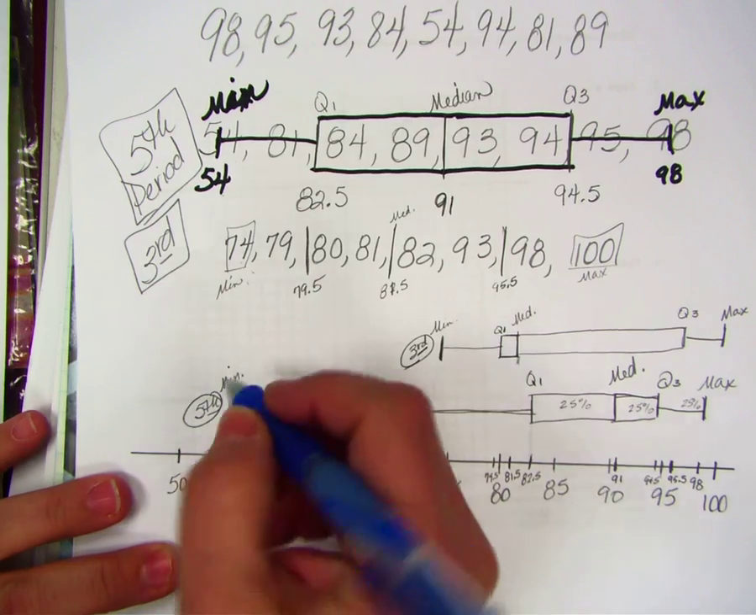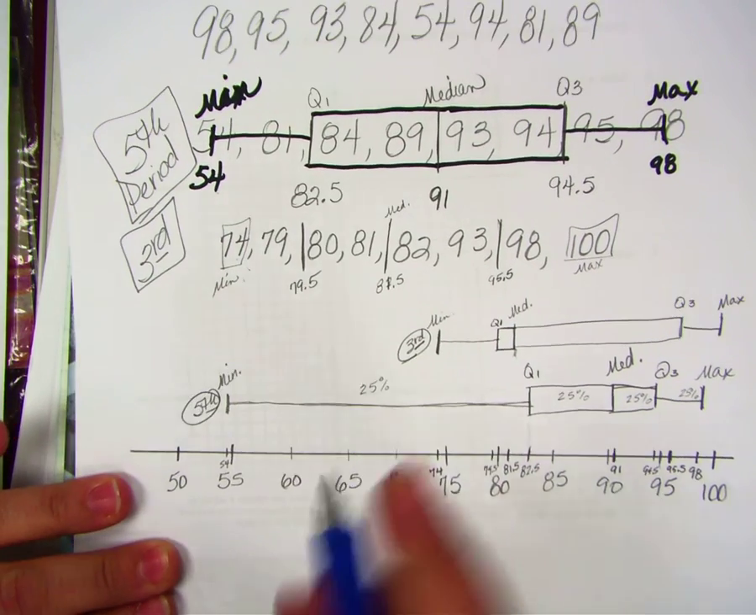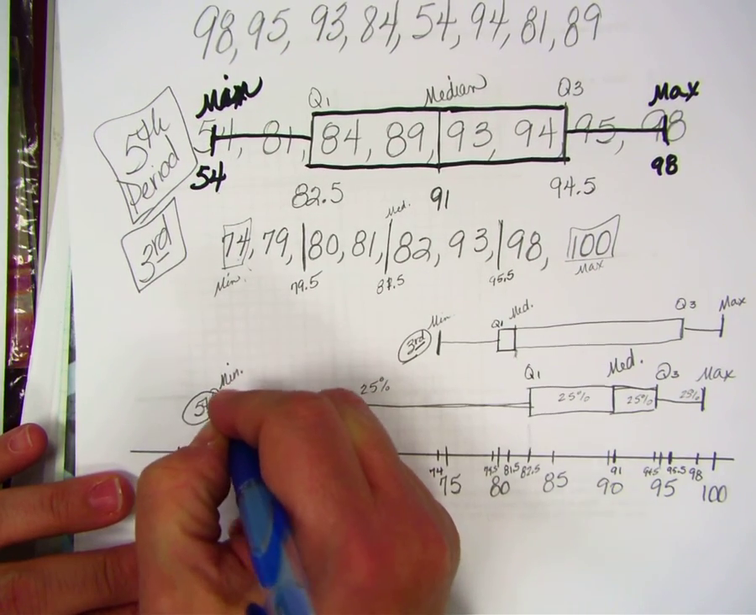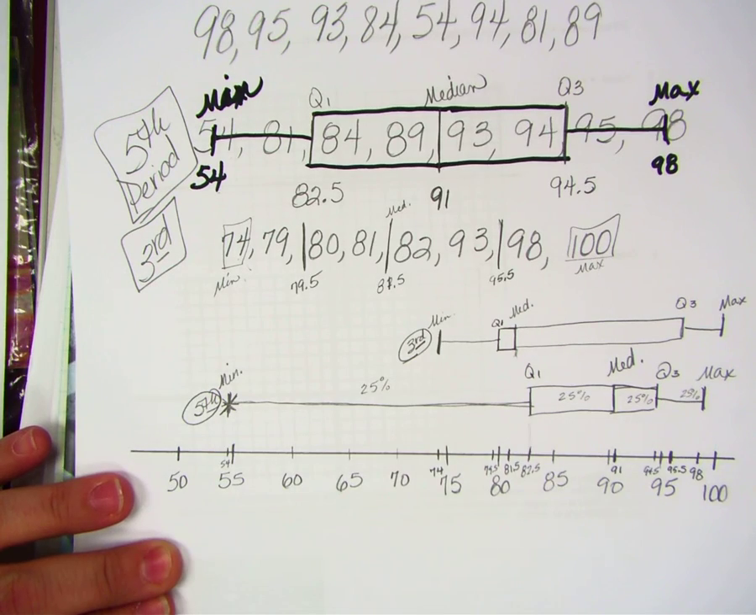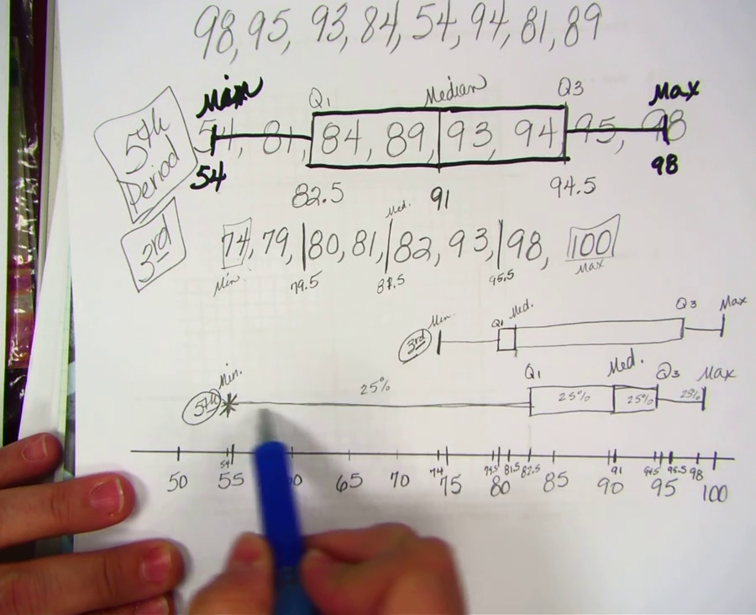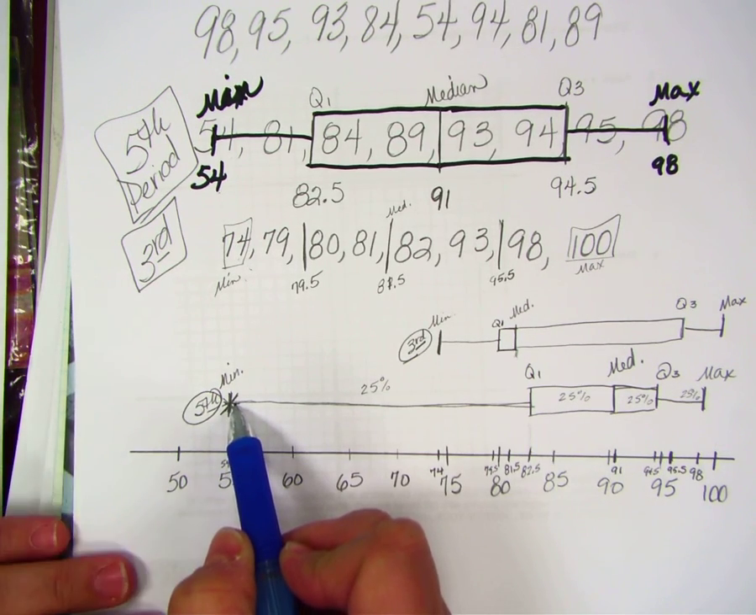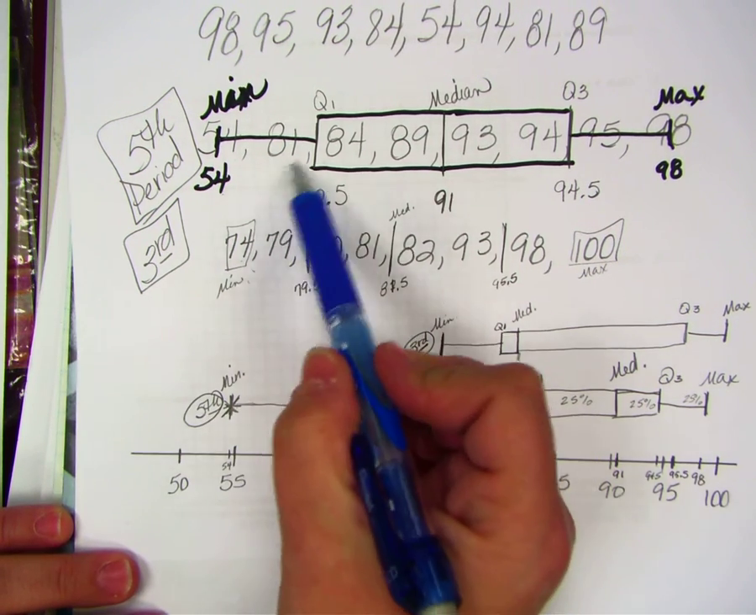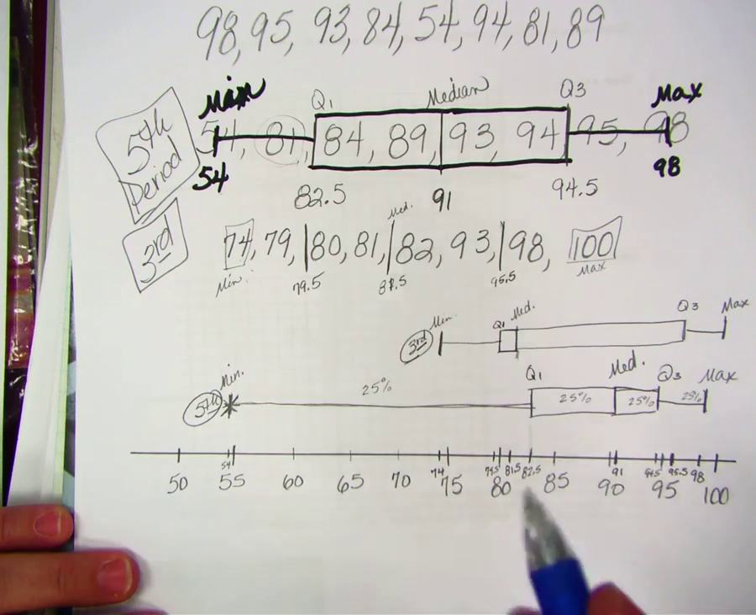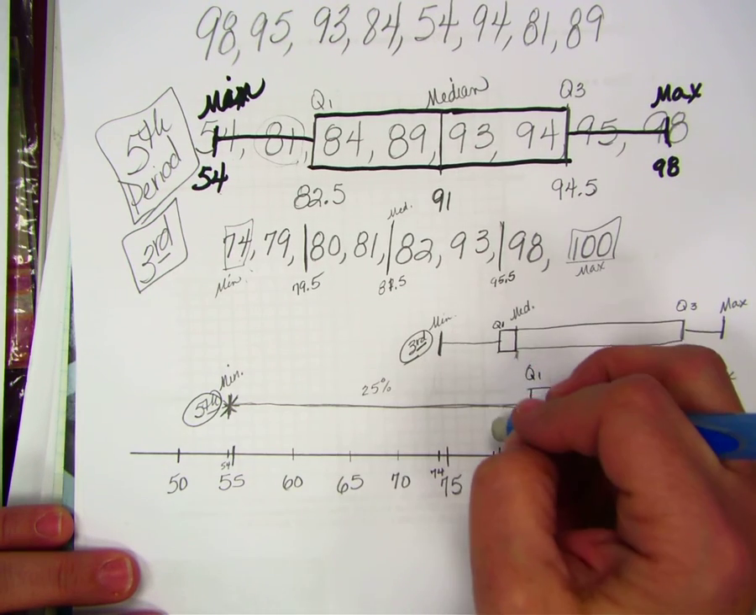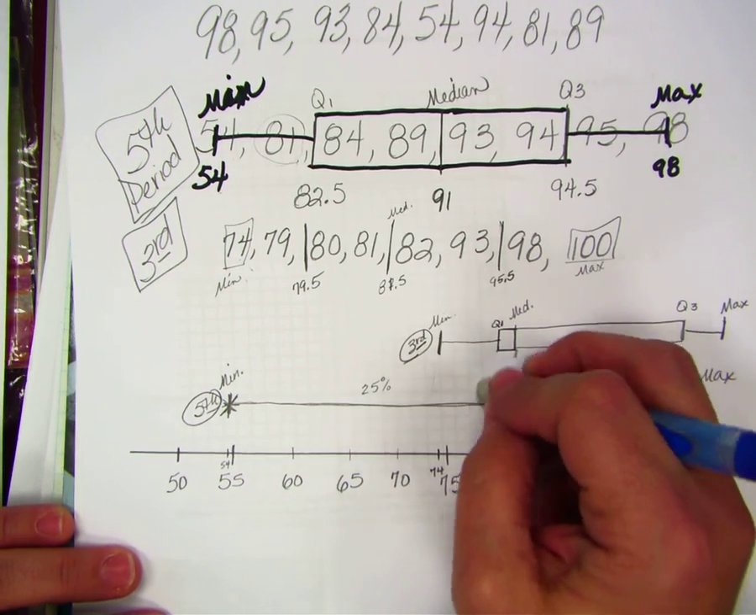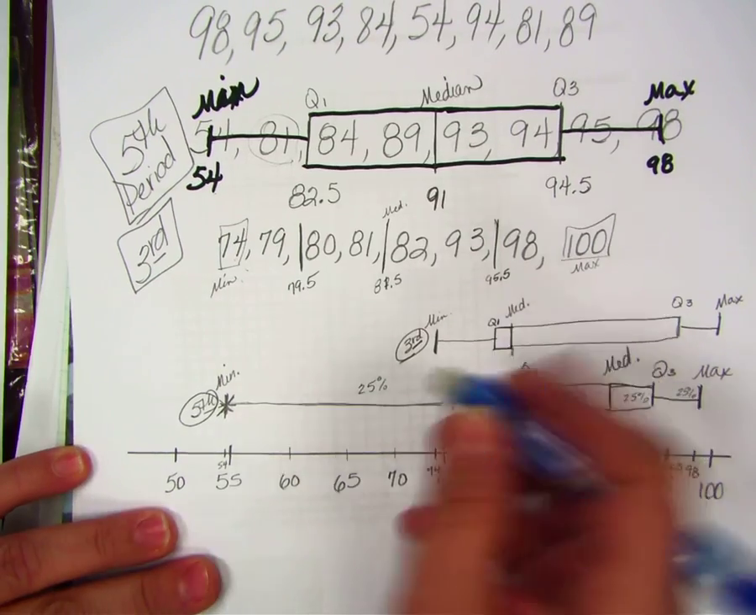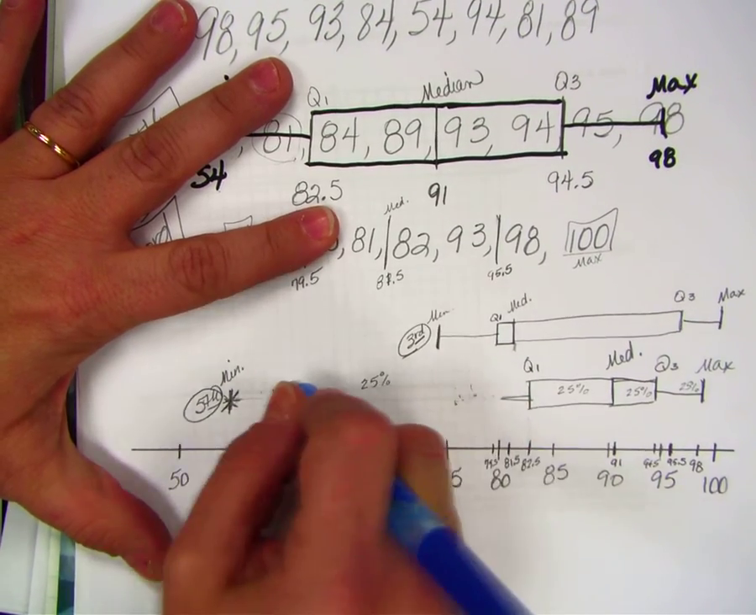For outliers, what we usually do is we put an asterisk, okay? And we don't put our whisker all the way out to that minimum. We usually stop at the next number. So that's an 81 for this data. So I would only put my whisker out to about 81. And I'd erase the rest of this.